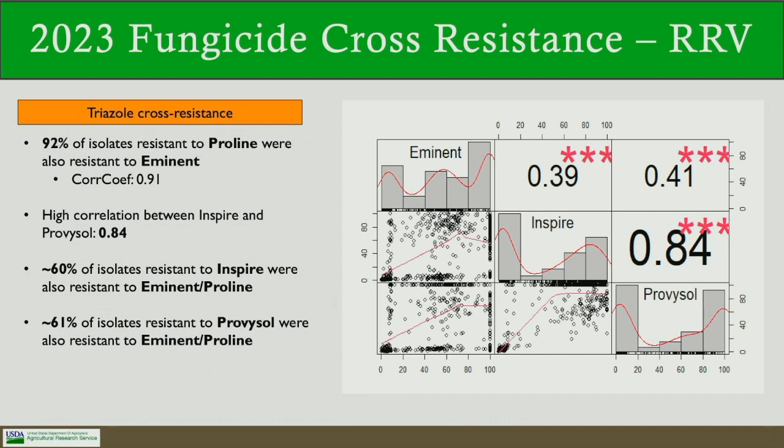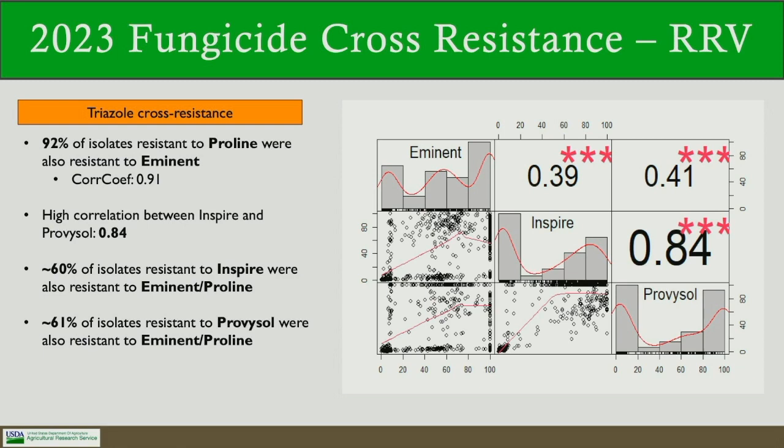And when we do that with Eminent, Inspire, and Provysol, we see that we have these 2 categories of DMIs. So for Eminent and Proline, we have high levels of cross resistance, with about 92% of isolates from 2023 being resistant to both of those. When we pivot to look at the comparison between Eminent and Proline and Inspire, for example, that drops to 60% of cross resistance, and 61% when looking at Provysol compared to Eminent and Proline.